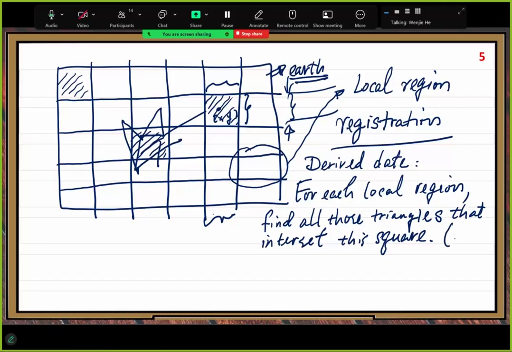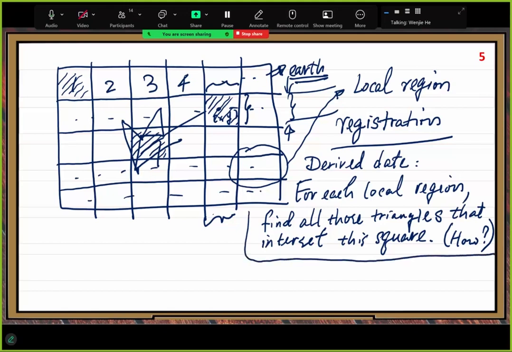But the question is how, right? How do you do it? You need to think about how to do it for each local region. Let's say you process these regions in sequence, 1, 2, 3, 4. So you use nested for loops, from beginning to end, doing that processing. For each square, you need to find all those triangles that intersect this square.